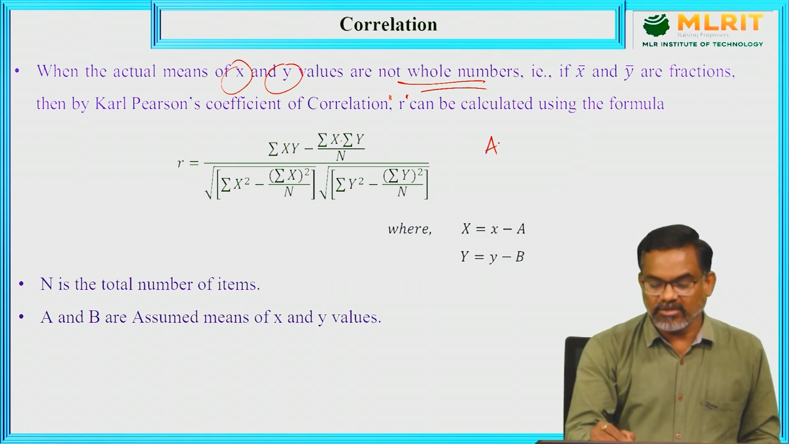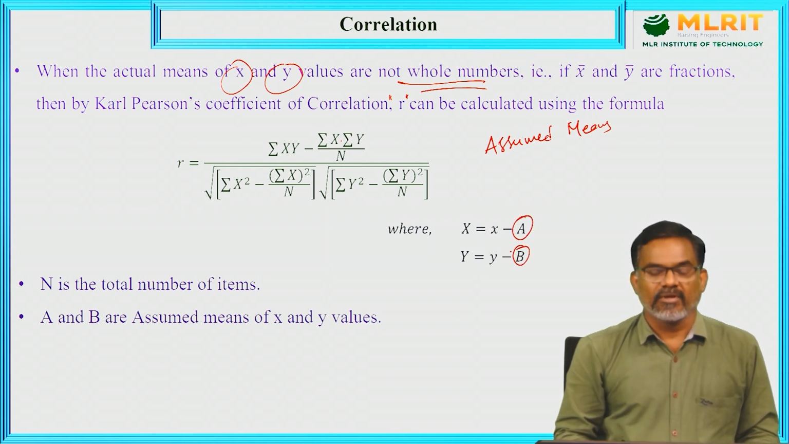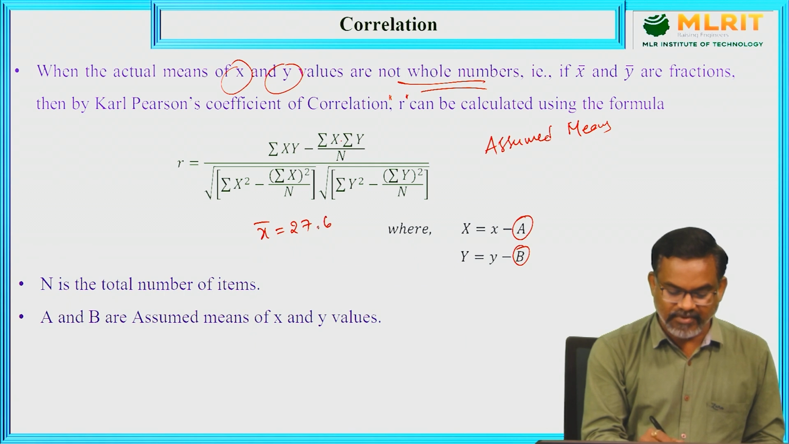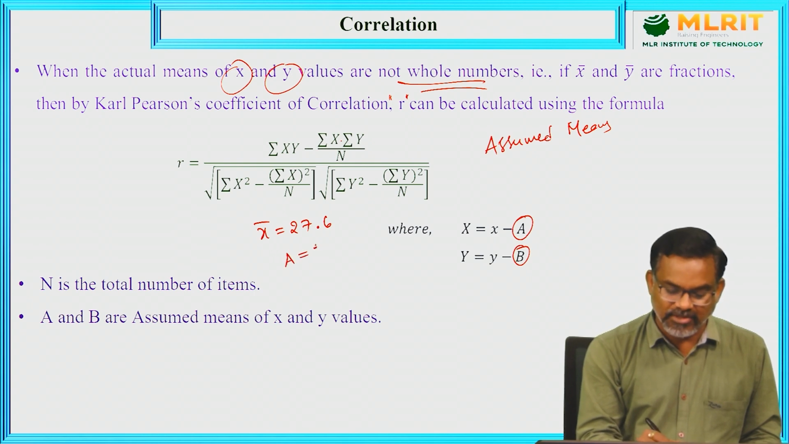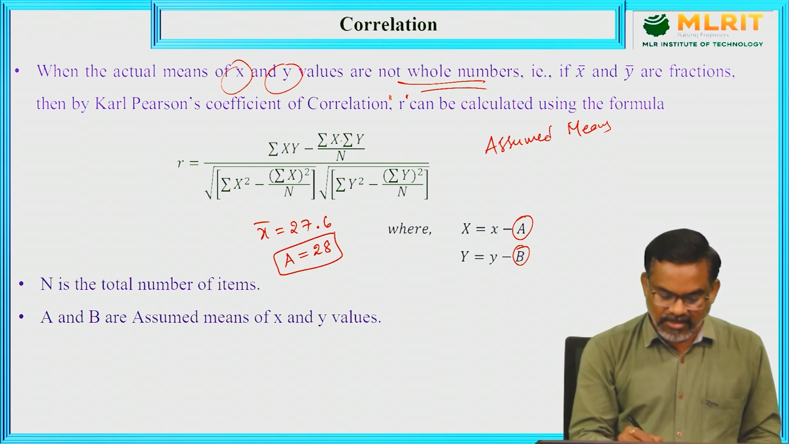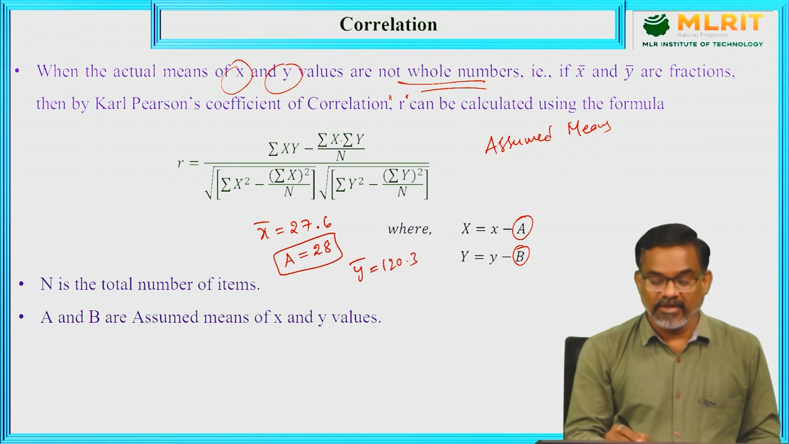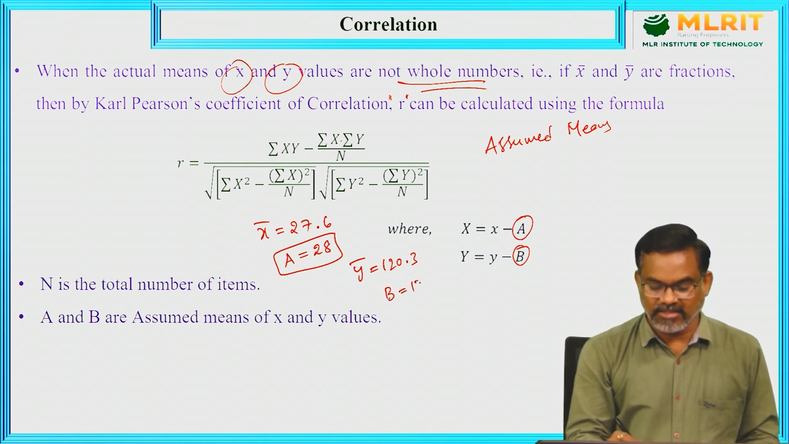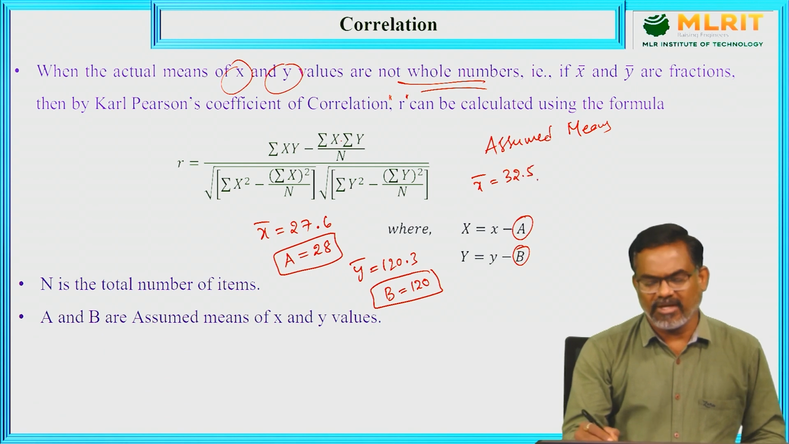In that case, we consider assumed means denoted by A and B. Now, how do we consider those assumed means? For example, if x bar is 27.6, the value after the decimal is greater than 5, so we consider the assumed mean A as the next value, 28. Similarly, if y bar is 120.3, the value after the decimal is 3, which is less than 5, so we consider the assumed mean as the previous value, 120. Sometimes, for example, if x bar is 32.5, then we can take either 32 or 33 as the assumed mean.